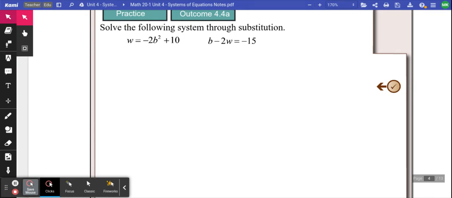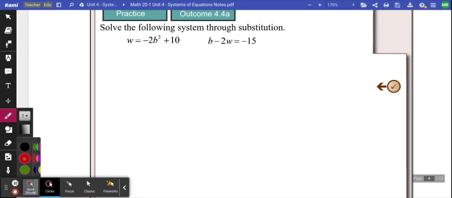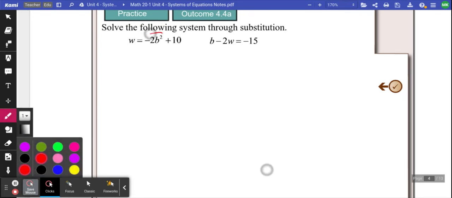Okay. Step 1, isolate a letter. This is already done for us. I already know that W equals this. So I got one letter by itself. Perfect. Step 2, substitute that.